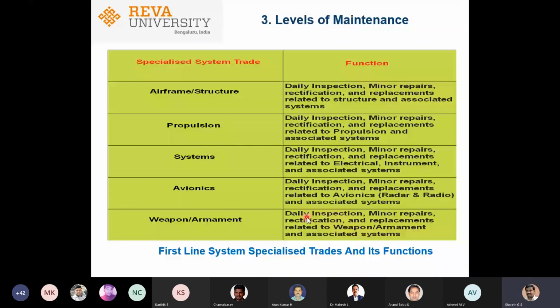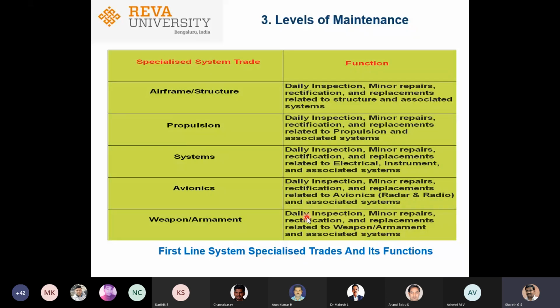And in the first line as well as in the second line maintenance, there are maintenance personnel who are trained in some specialized trades like airframe structure. These people will be dealing only with problems related to the structure or airframe of the aircraft. And the propulsion people will be dealing with any problem related to propulsion systems. Here some daily inspections, oil charging, refueling, tire inflations, and such things are carried out.